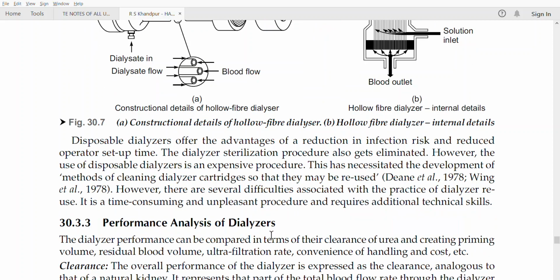The advantages are reduced risk of infection, reduced operator setup time, and sterilization is also eliminated. However, use of a disposable is an expensive procedure because you need to throw them away instead of reusing them. These are the two important types of dialyzers that are commonly used. One has become obsolete, while the hollow fiber dialyzer, even though expensive, continues to be used for its various advantages.